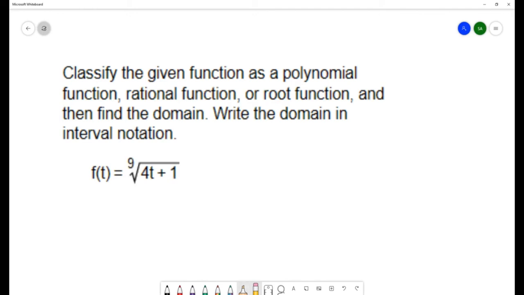So this one has a radical in it, and so it's not too hard to classify it as a root function. Roots and radicals are sometimes used interchangeably in math. So when you see a radical, specifically a variable underneath a radical, you have a root function. So this is going to be a root function, but then we want to figure out the domain of the root function.